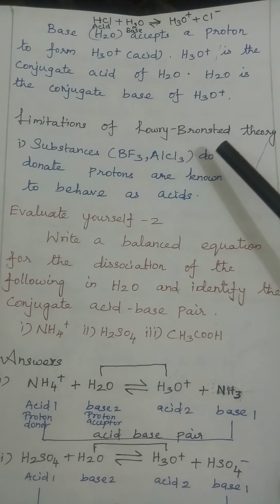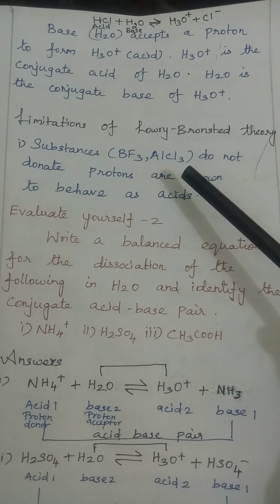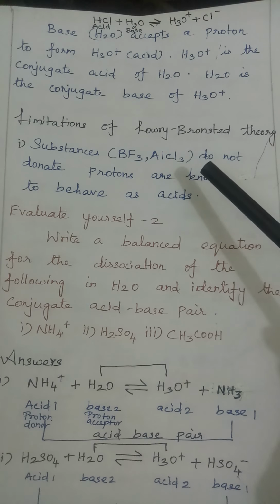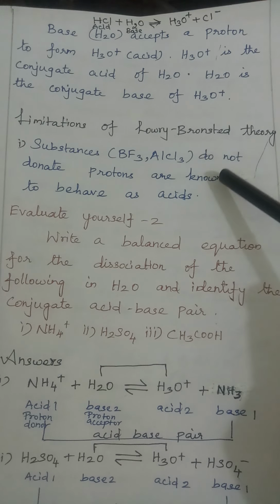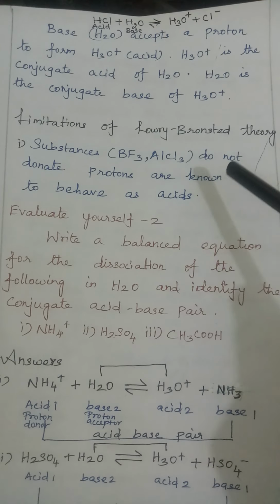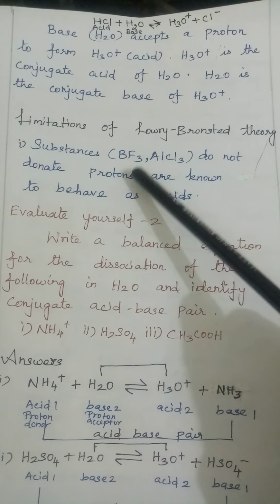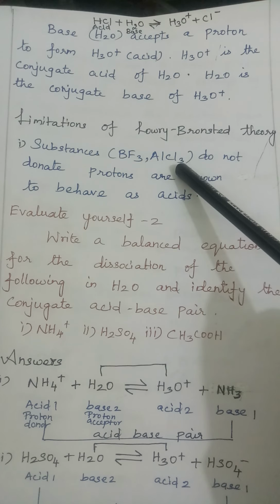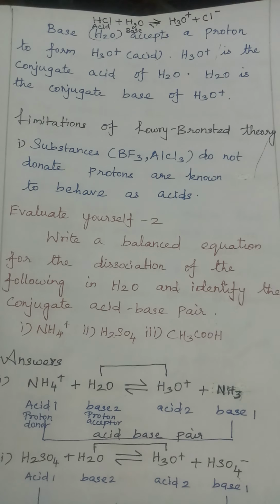The next one, the limitations of Lowry and Bronsted theory. Substances like BF3 and AlCl3 do not donate protons, yet are known to behave as acids. According to the concept of Lowry and Bronsted, if it is said to be an acid, it must contain a proton and donate the proton. BF3 and aluminum chloride do not contain a proton. So that's a demerit of Lowry and Bronsted. These are the limitations.